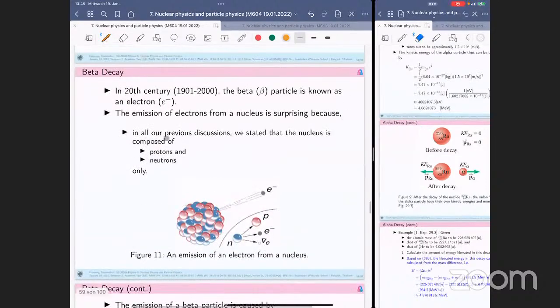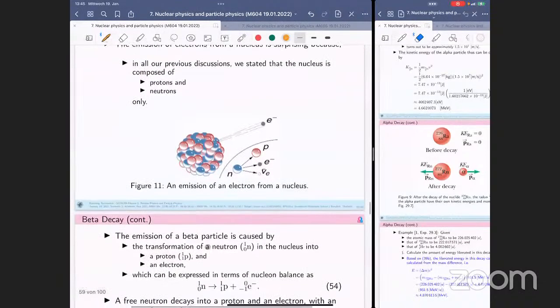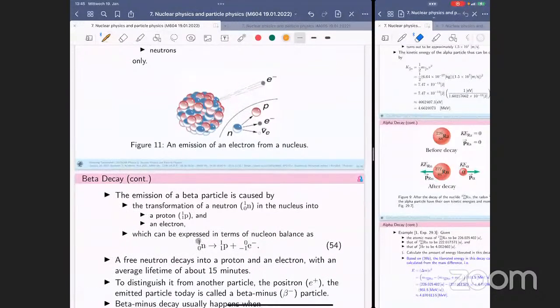The process you see here is considered beta decay, but more precisely we call it beta minus decay, because the outcome is the electron, which has a negative charge, right? Let's go into the detail of the nuclear equation, the atomic expression. Emission of a beta particle is caused by the transformation of a neutron, n with 0 and 1. You know that, right? The subscript is the atomic number, which is the number of protons. A neutron has no proton, so this is 0.